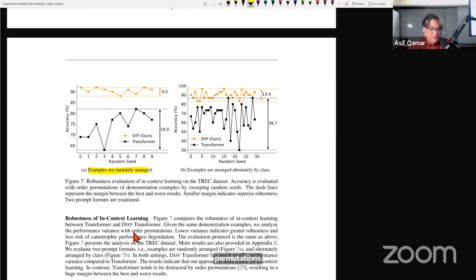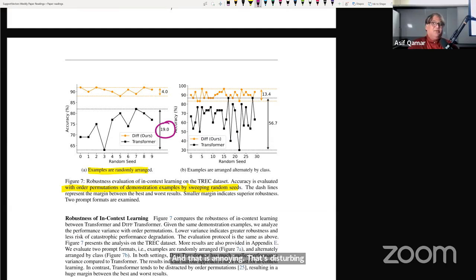Robustness evaluation of in-context learning on the TREC dataset. Accuracy is evaluated with order permutation of demonstration examples by sweeping random seeds. Well, sweeping it just basically means that the results should be reproducible. But the main point is order permutation. As you change the order of the exemplars, you'll notice, see how much this fluctuates. You see the band, there's a 19-point accuracy gap between the best performance and the worst performance. And that is annoying, that's disturbing, right?